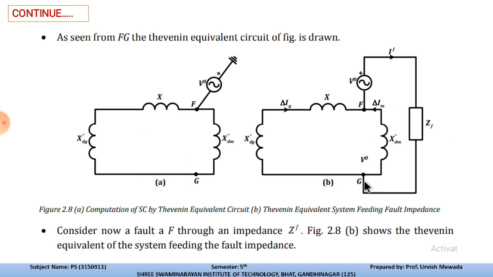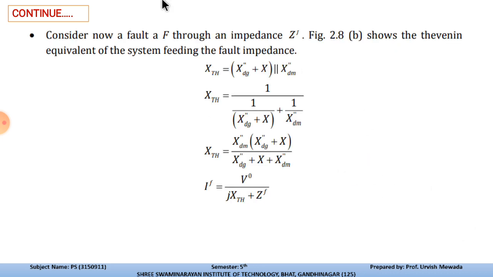This is circuit B, the Thevenin equivalent system feeding the fault impedance. Here you can see the fault current If feeding the fault impedance ZF. Consider now a fault F through an impedance ZF. Figure 2.8b shows the Thevenin equivalent of the system feeding the fault impedance.